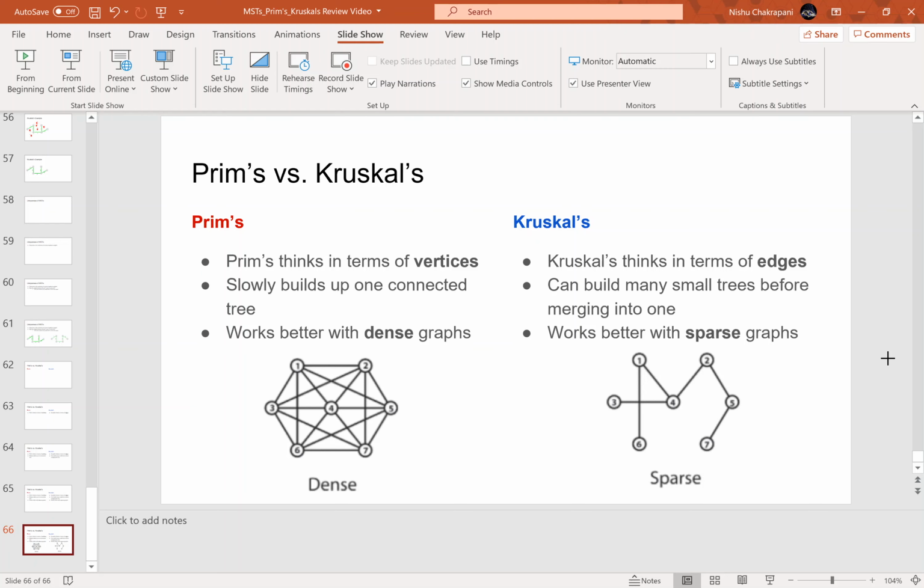So thinking about which one you would want to use over the other, it really depends on what you know about your data. So if you know your data is going to create a dense graph, like the one on the left, you would want to use Prim's algorithm. So it depends on what you know about your data and how your graph is going to be made depending on your data.